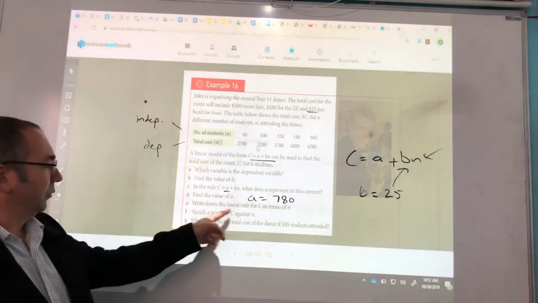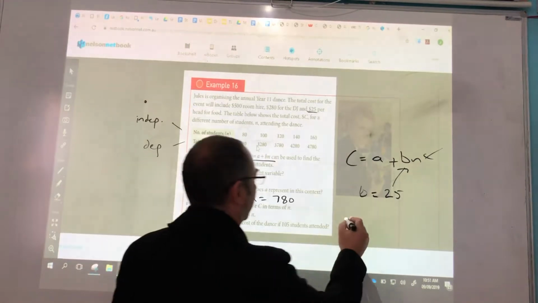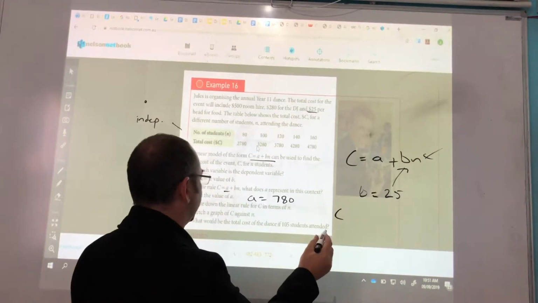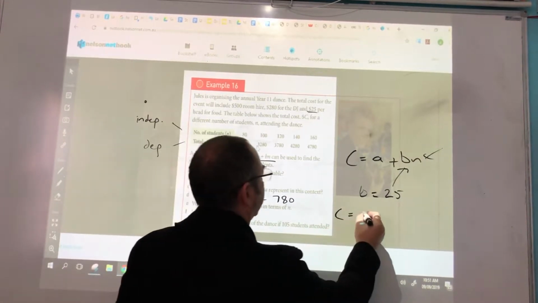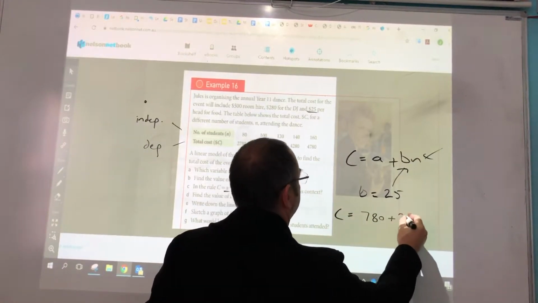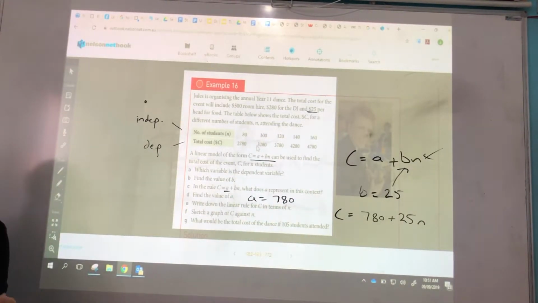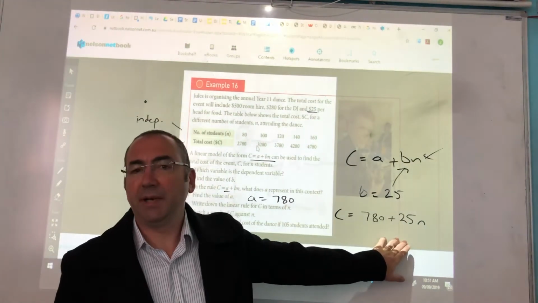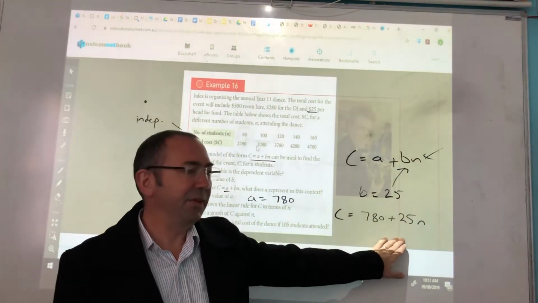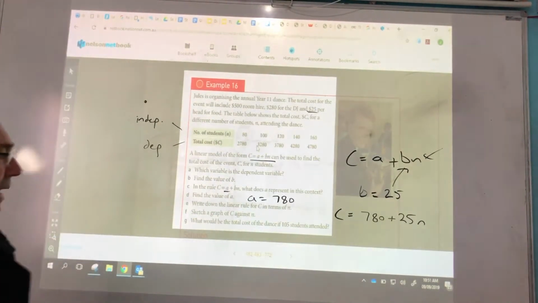Write down the linear rule for C in terms of n. Well, now that we know what those variables are, what those pronumerals stand for, we can go C equals 780 plus 25n. Now that's pretty handy if you are planning a dance, because it's a nice little formula that we've just created ourselves that tells you exactly how much money you're going to have to spend depending on how many people turn up.